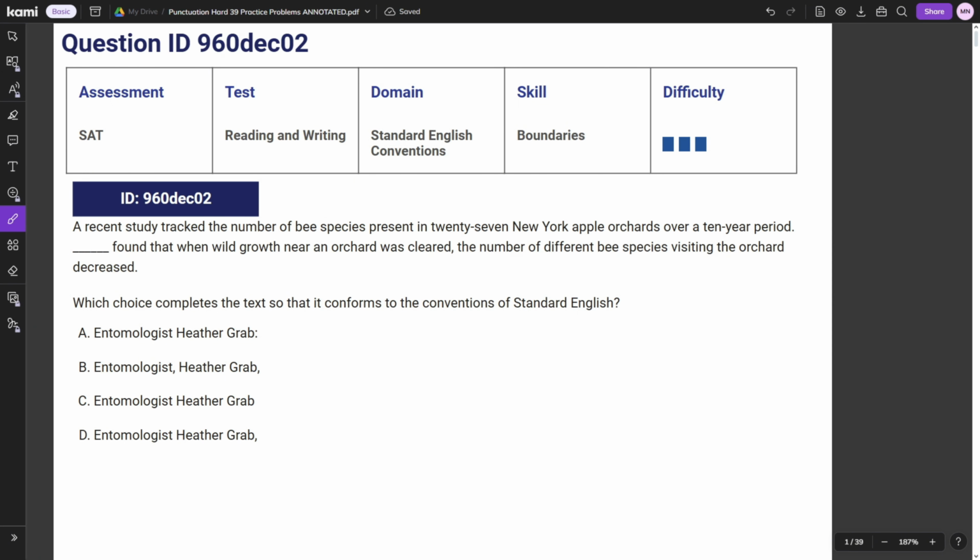First up, look at our answer choices, and you'll notice that this is going to be an appositive question. We have our title, entomologist, and our name, Heather Grab. So what do we do when we have an appositive question? Choose the answer choice without any punctuation. So the answer choice without any punctuation is C. So that means C will be our answer.